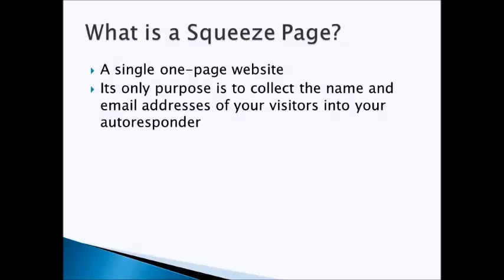single one-page website with no links to other kinds of web pages except for the important ones like privacy policy, earnings disclaimer, and perhaps your contact or support help desk link. Other than those, there are no other links. It only has one sole purpose, and that is to collect the names and email addresses of your visitors so you can funnel them into your autoresponder account, and thus they become your subscriber.